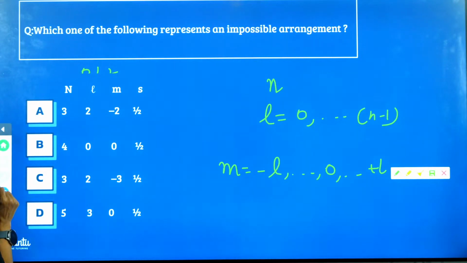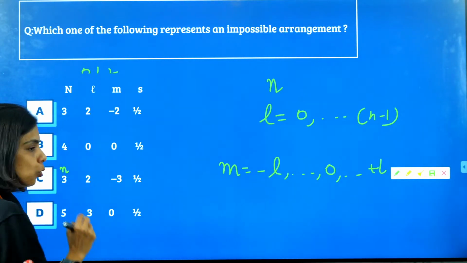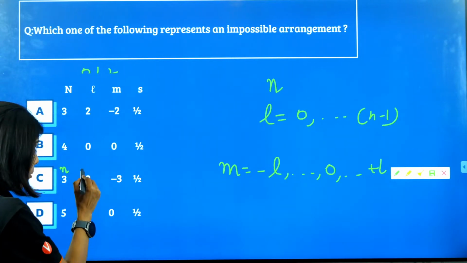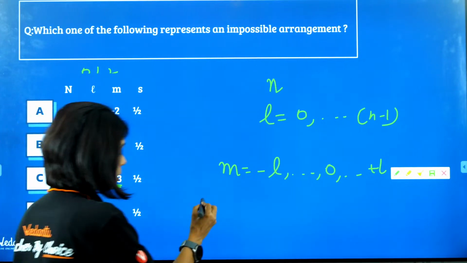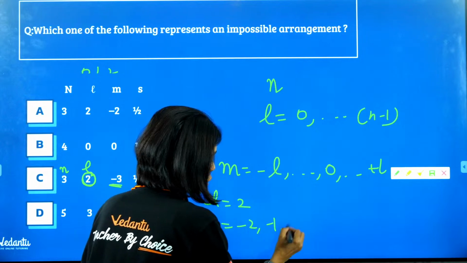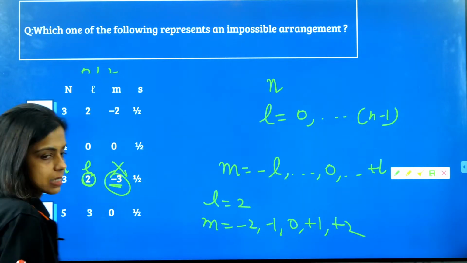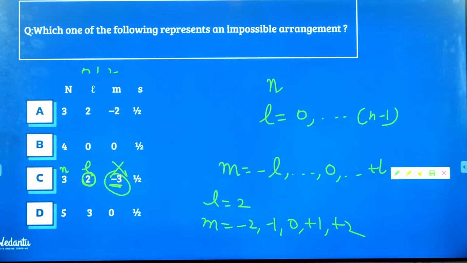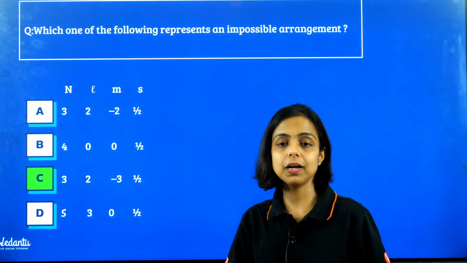So the C option, guys, please check. If n is 3, the L value can be 2, because if n is 3, L can be 0, 1 and 2. But if the maximum value of L is 2, can m be minus 3? No, because if L is maximum 2, m can be minus 2, minus 1, 0, plus 1 or plus 2. So the m value cannot be minus 3. That means this option is impossible.